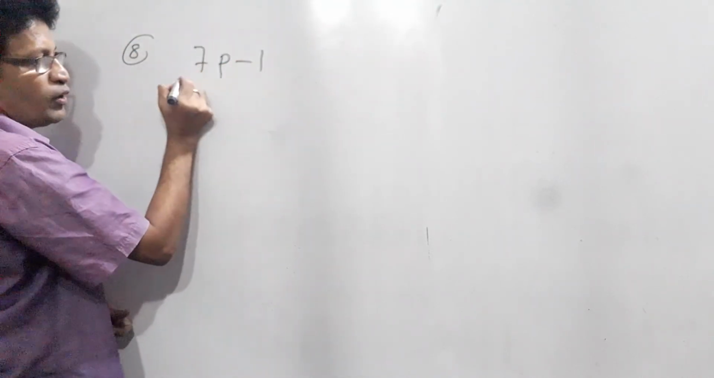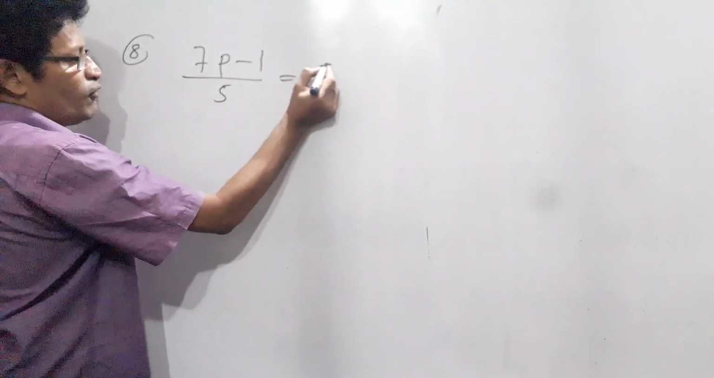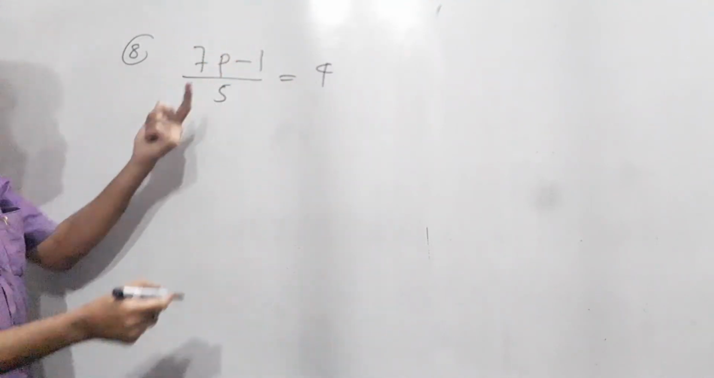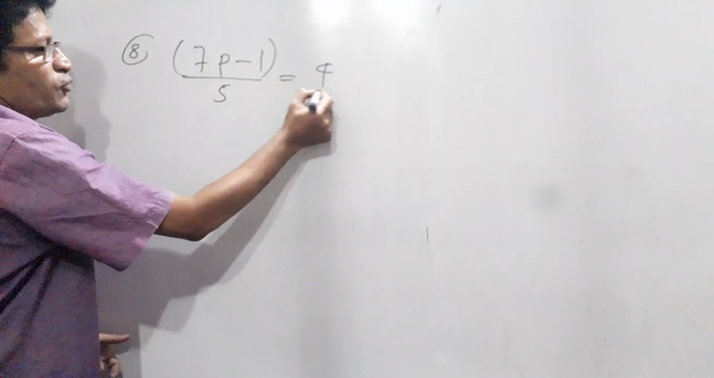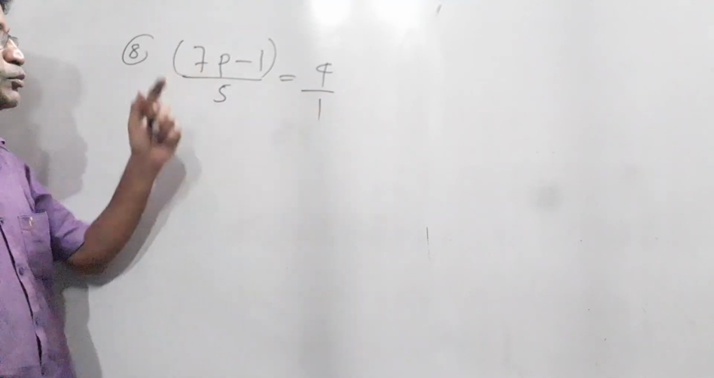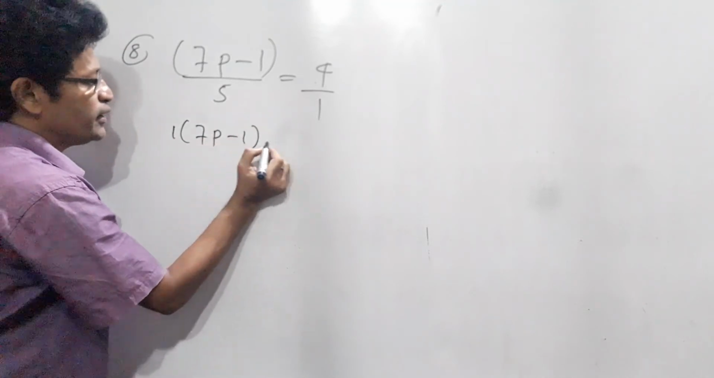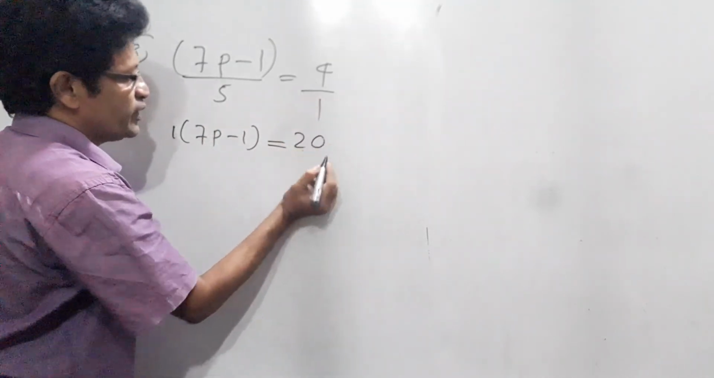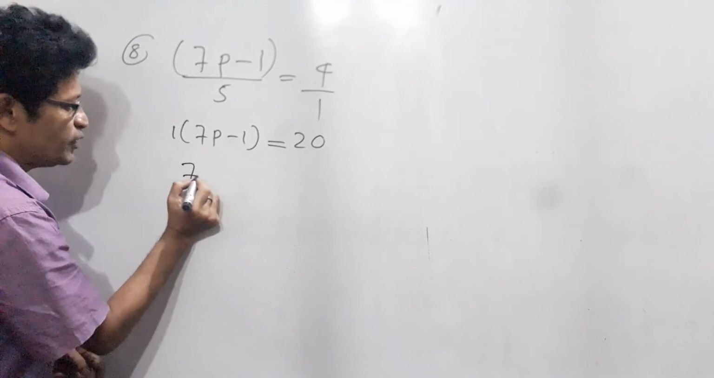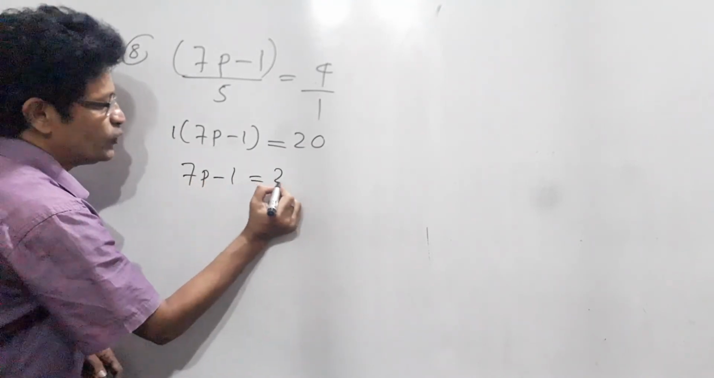7p minus 1 over 5 equal 4. First thing is I have to put a bracket here, simple bracket. 4 means 4 over 1. Now I can do the cross multiplication. 1 into 7p minus 1 equal 5 into 4 is 20. Now I remove the bracket. 7p minus 1 equal 20.